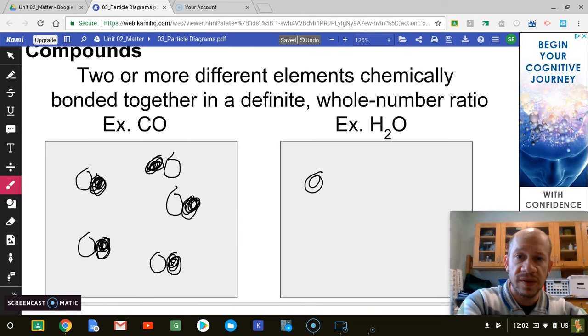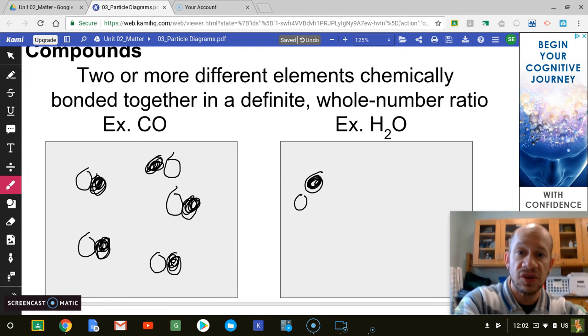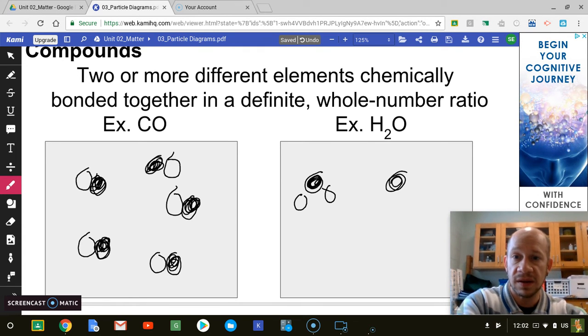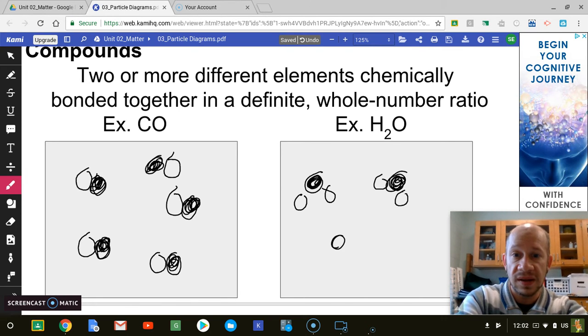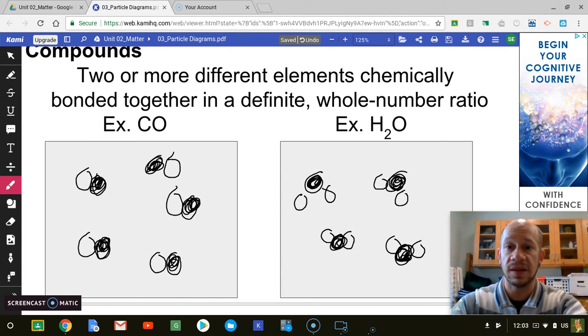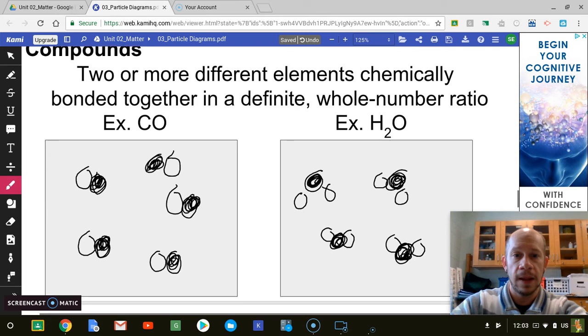Water, I would also do the same thing, H2O. This would be one oxygen and then two hydrogens. And they should be touching. So my finger doesn't quite make them touch. Make sure in your diagrams they touch. H2O, I've got oxygen and then two H's. I can draw them in any orientation as long as I'm representing the different elements. Two hydrogens chemically bonded together with one oxygen.